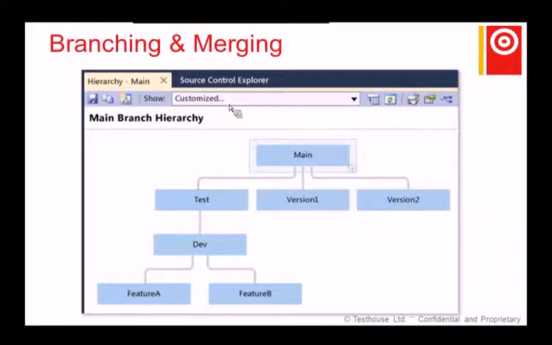When you merge feature A and feature B back into the dev, and then work backwards towards main when you do your merging, that way everything can stay controlled. So that's the way the system is designed to work.